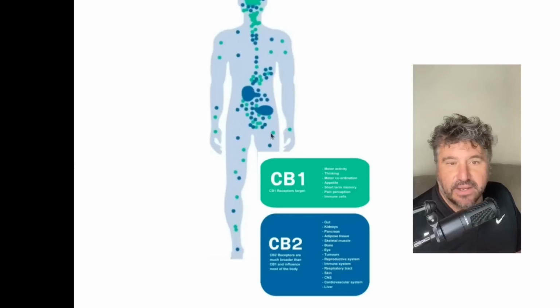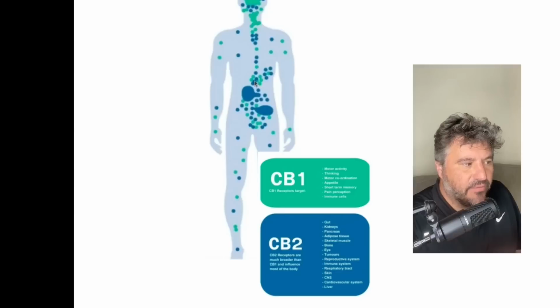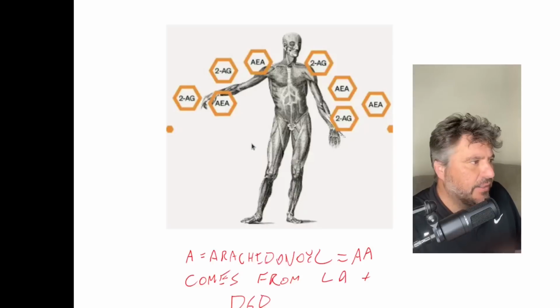And you can see that not only are they in your brain, as you famously know, which is why people smoke cannabis to get high, but they also have receptors in your skeletal muscle, in your liver, and these have huge effects metabolically, and that's why we're interested in them for this series. And specifically, we're very interested in the CB1 receptor, and you'll see why.